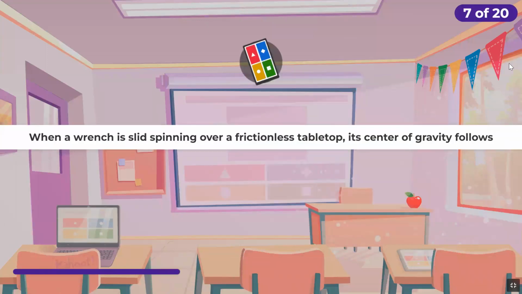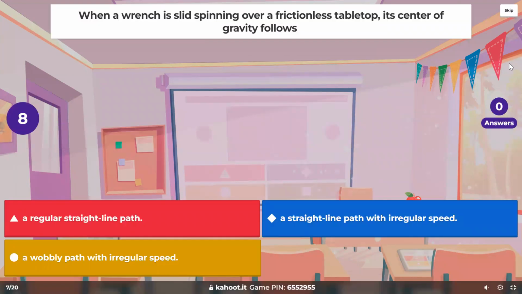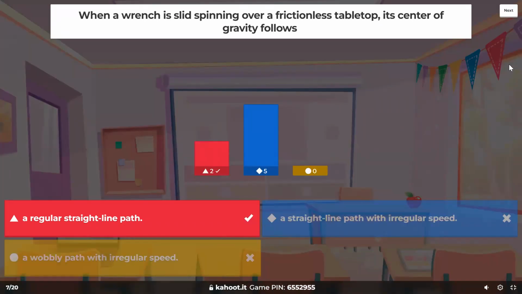A wrench is sliding, spinning over a frictionless tabletop. Its center of gravity follows a regular straight line path.